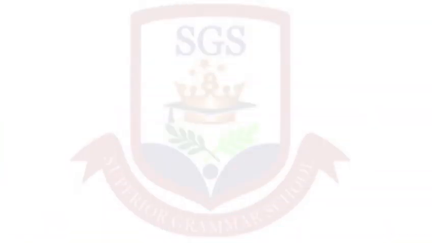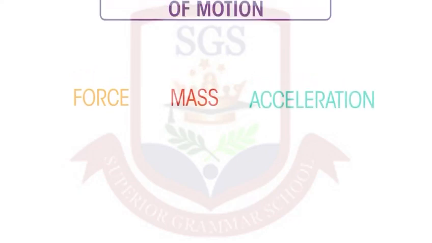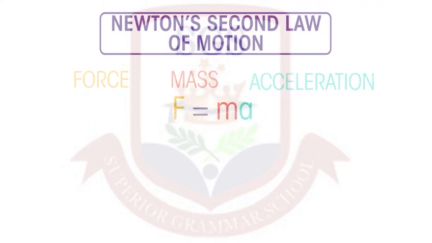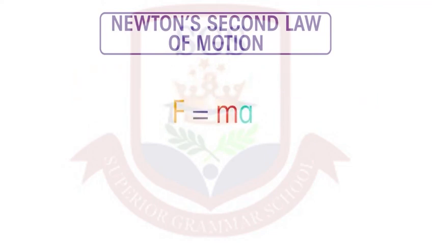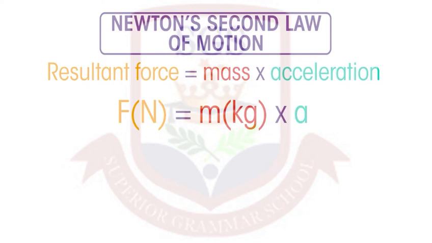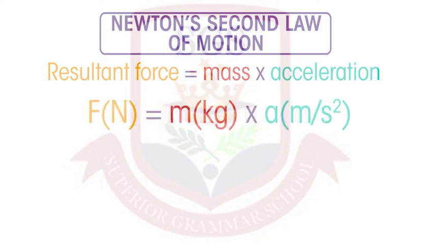The relationship between force, mass, and acceleration is known as Newton's second law of motion. It can be summarized in this equation: resultant force equals mass times acceleration. When force is measured in newtons, mass is measured in kilograms, and acceleration is measured in meters per second squared.